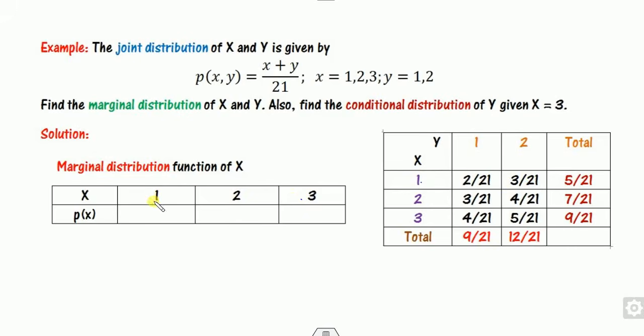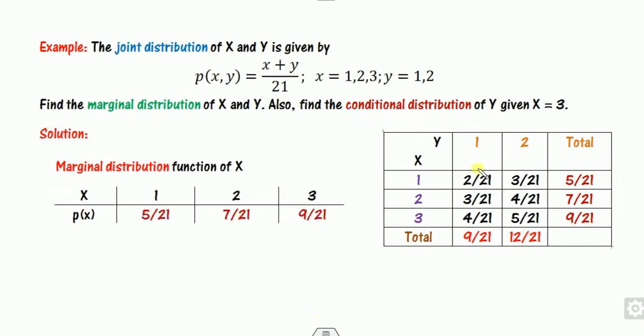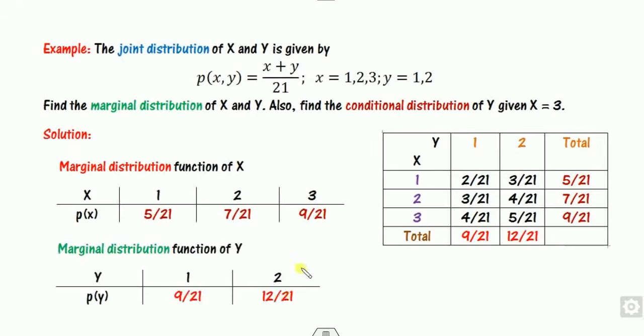Marginal of x means the collection of all those y's. So this is the total of x: 5/21. The total of 2 is 7/21. This is 9/21. Look at that, the sum is 1. How you find the marginal of y is, how many y's are there? 1 and 2. So the total of 1 is 9 by 21, the total of 2 is 12 by 21. This is part 1.